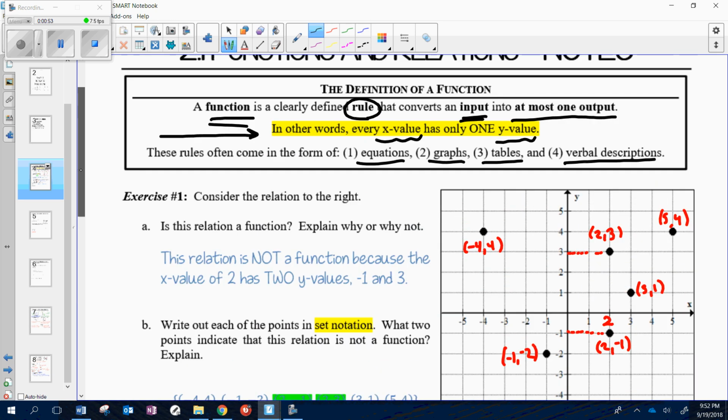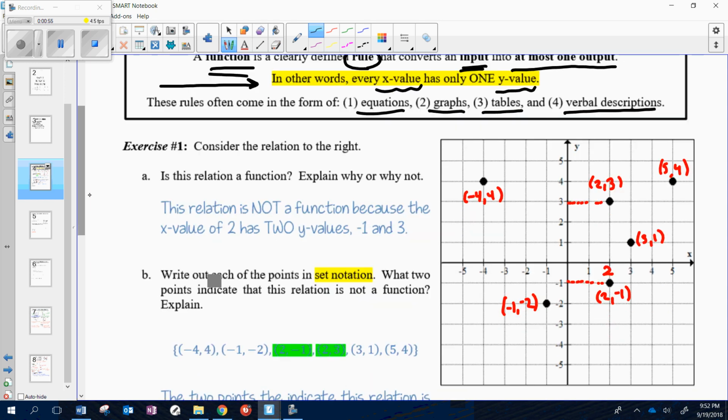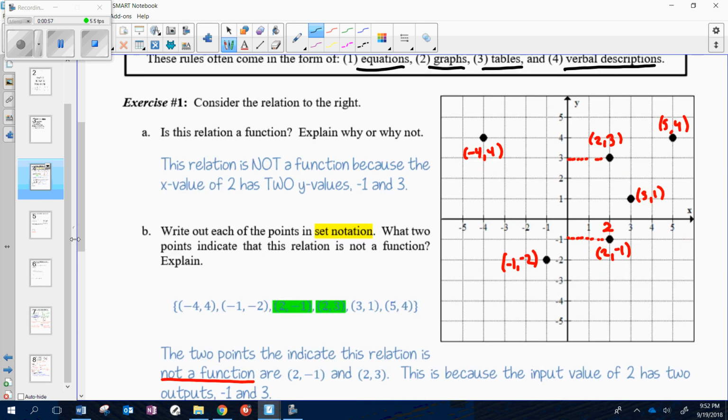So let's go back up to exercise 1. These are done for you, so you don't really have to write. You just might want to point out a few things that I've pointed out. Exercise 1, consider the relation to the right. Is this relation a function? And you have to explain, which means you need words. So I'm looking at all these points that are scattered around. I labeled them with their ordered pairs. So here's the origin, labeled all the pairs.